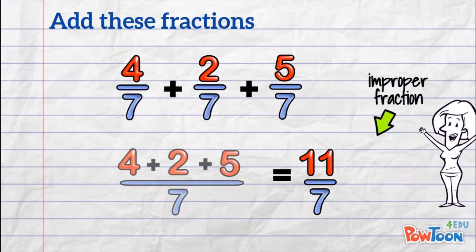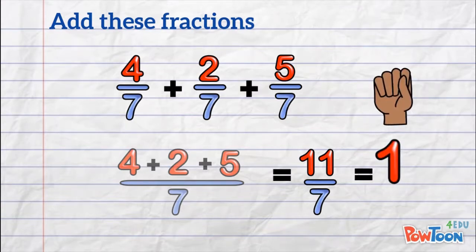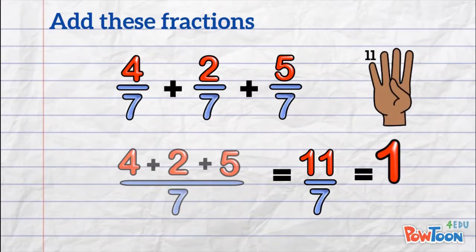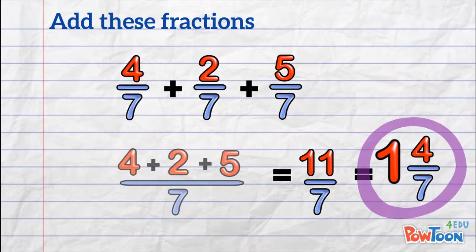Remember how? The denominator is 7. That means there's 7 parts in one whole. How many groups of 7 are there in 11? Well, there's one lot of 7, and what's left over? Count it up. 8, 9, 10, 11. 4 left over, and that's our numerator. Put that back over the original denominator of 7, and we're done. Our answer is 1 4/7.